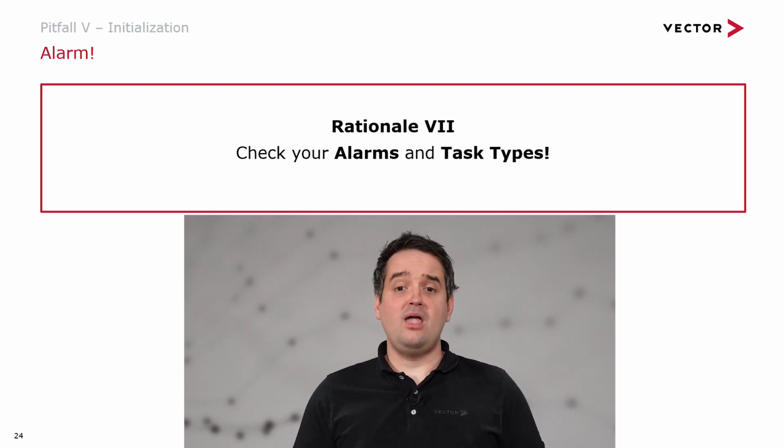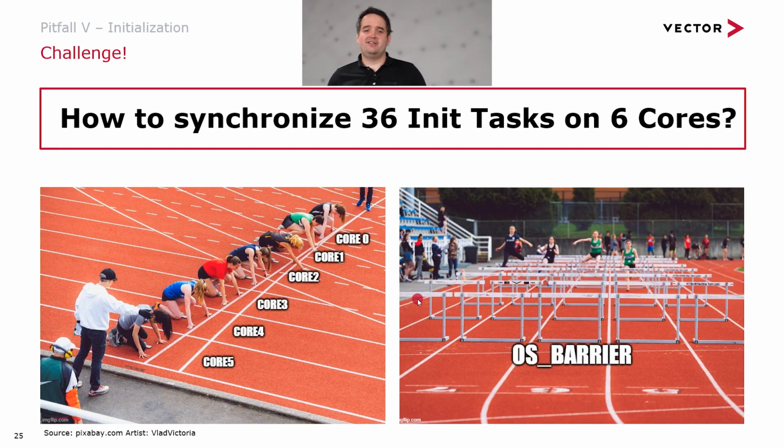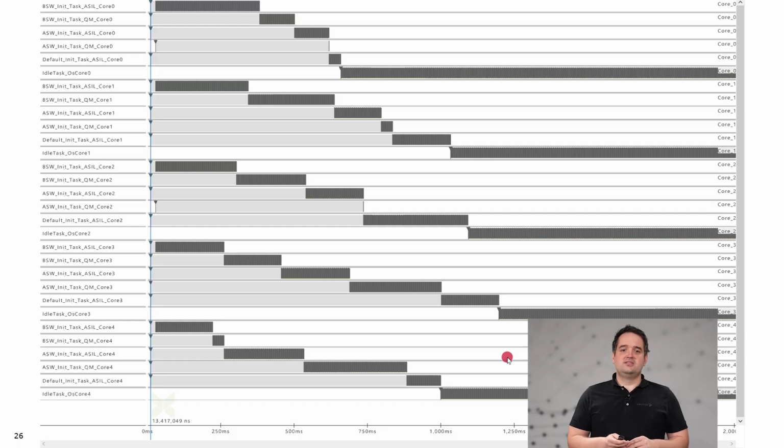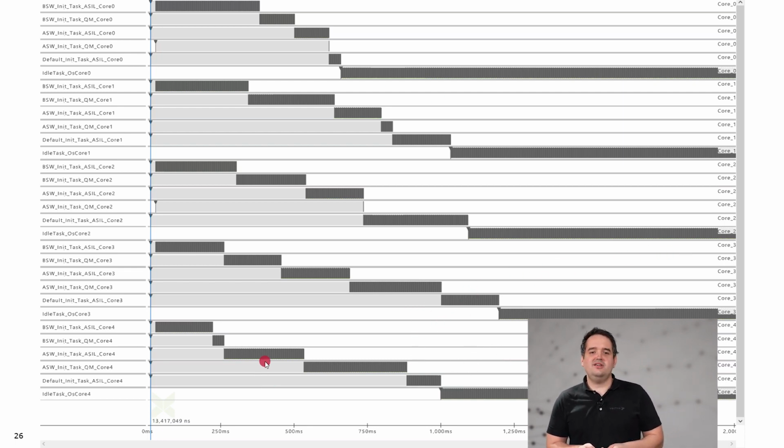Of course, this is a sandbox project. Let's have some fun. So I brought a challenge for you, how to synchronize 36 init tasks on 6 cores, if this is achievable or not. So imagine we have these 6 runners in here, and I would like to show you now the effect of OS barriers as synchronization points, how it could influence your startup behavior in your project. So for the sake of clarity, I had to omit some of these initialization tasks, but in total it's 36.